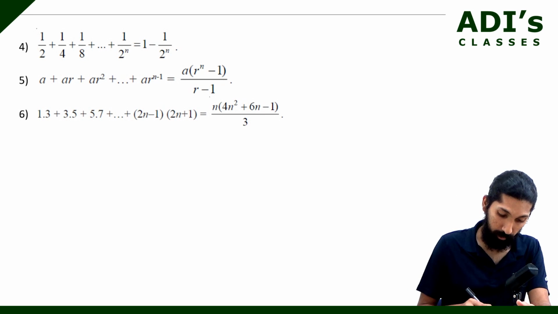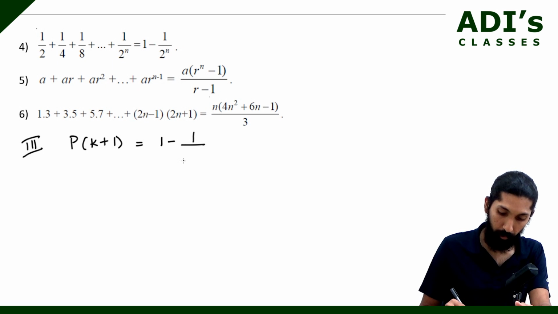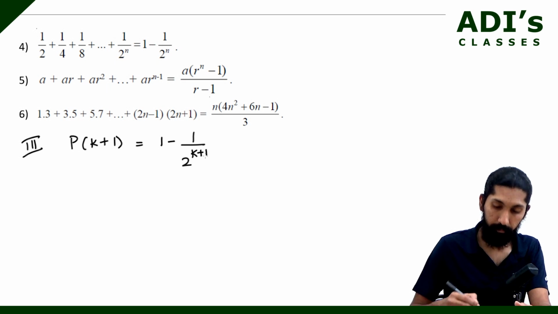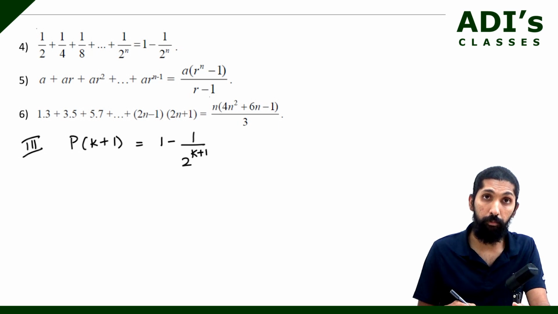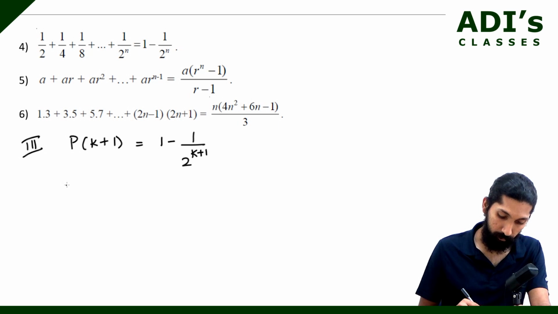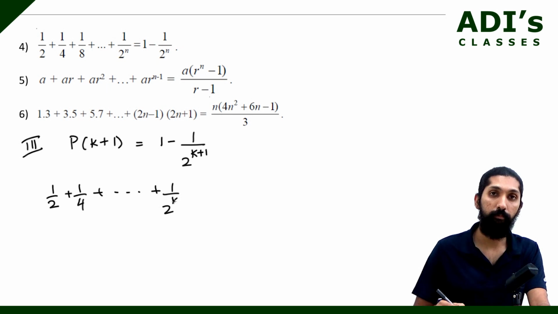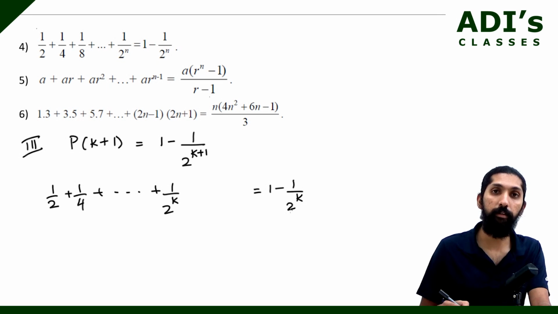So next, what do we have in the third step? We can say that p of k plus 1 will be equal to 1 minus 1 by 2 to the power of k plus 1. Isn't it? This is what we have. So we need to prove it now, right? So for this, p of k, that is 1 by 2 plus 1 by 4, so on and so forth till 1 by 2 power k, is equal to 1 minus 1 by 2 to the power of k, correct?